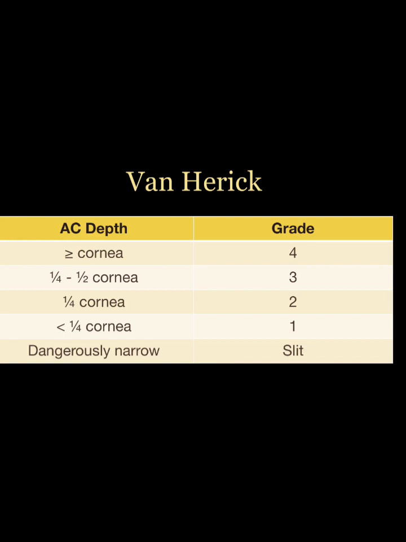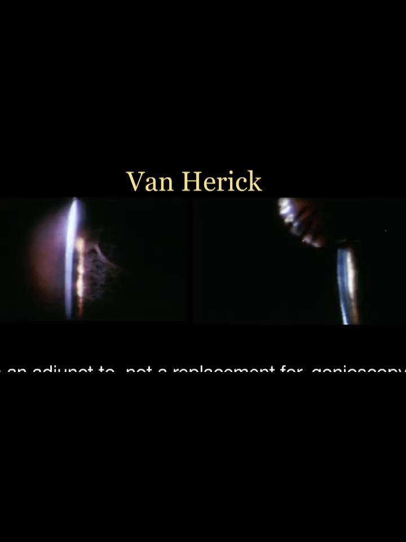The Van Herick was really important back before there were 4 mirror lenses and Goldmann 3 mirror lenses because direct gonioscopy was so cumbersome. And today it's more just an adjunct to gonioscopy, not a replacement for gonioscopy. So just a review there of how to grade the angle. I would encourage you to try to learn the Spaeth system. I think it's the most descriptive and most useful technique for grading the iridocorneal angle.